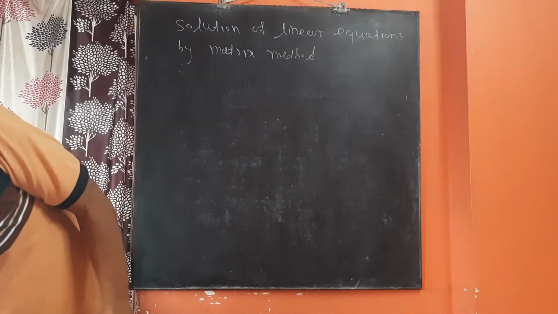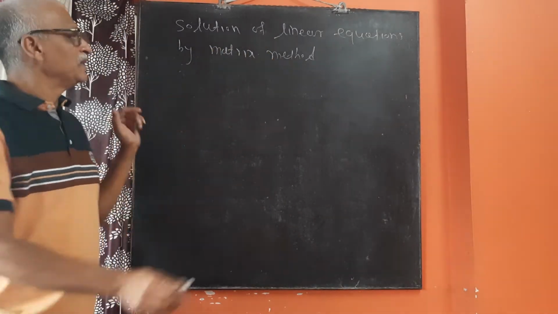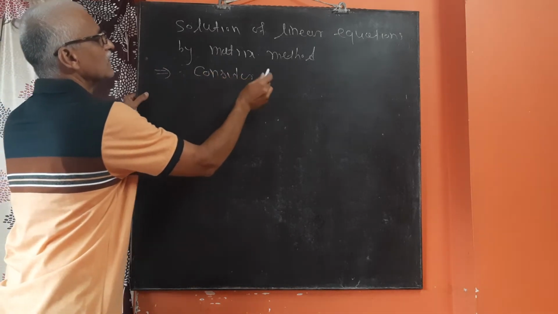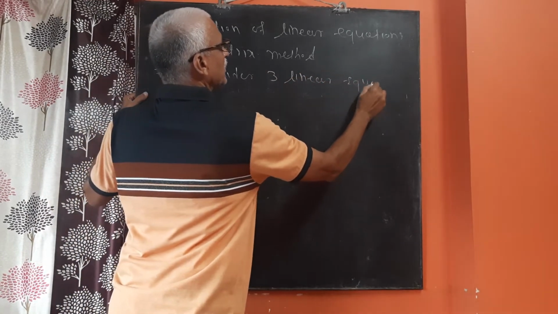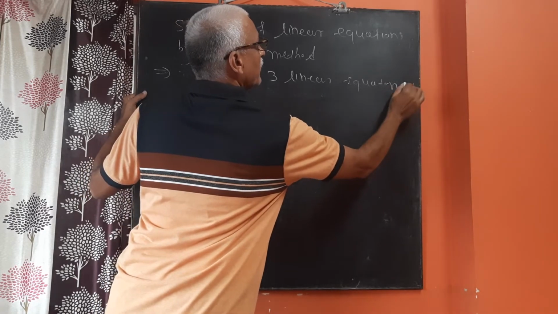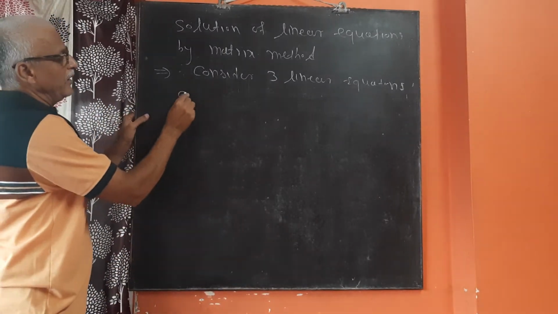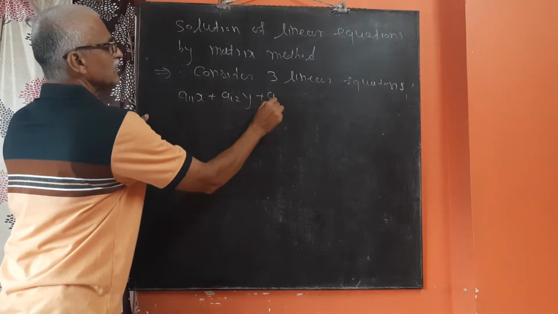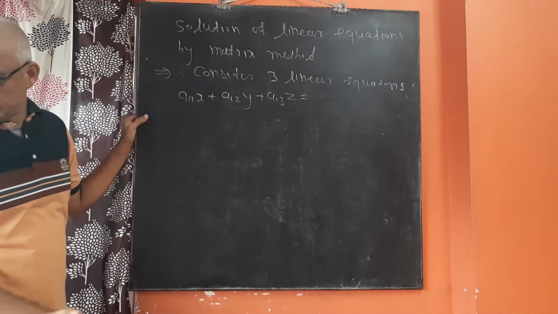Now to find the solution of the linear equations by the matrix method, we have to consider again the three linear equations. Consider three linear equations as a11x plus a12y plus a13z is equal to, let us say, b11.